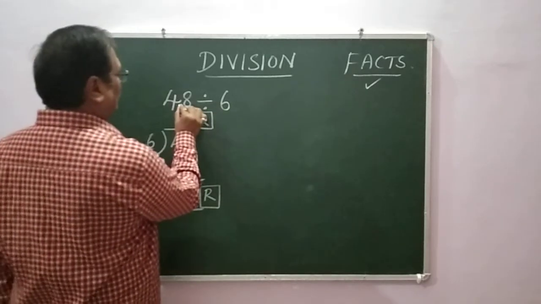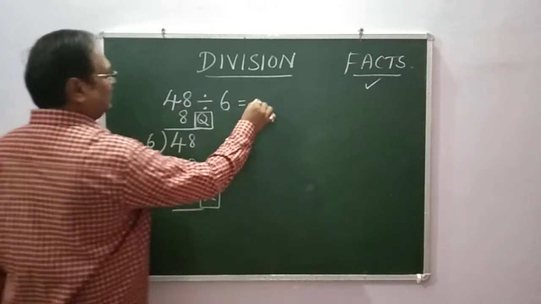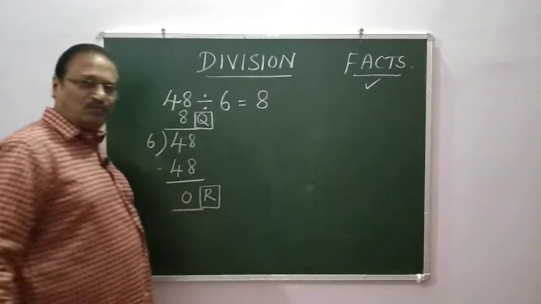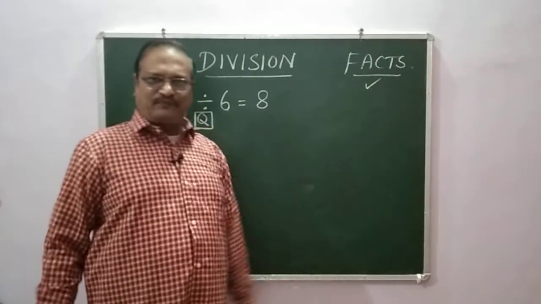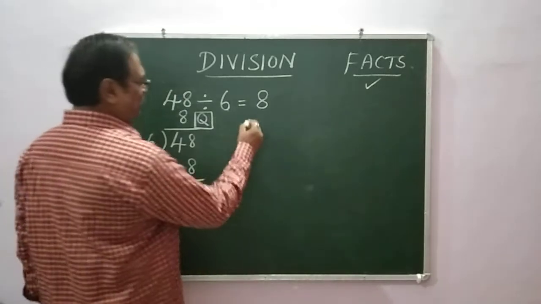That means 48 divided by 6 is equal to 8. Now, shall we use the facts now? We will do the facts now. Yes, watch carefully what I am doing.